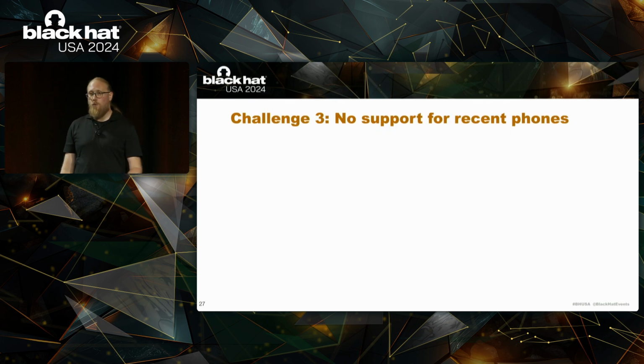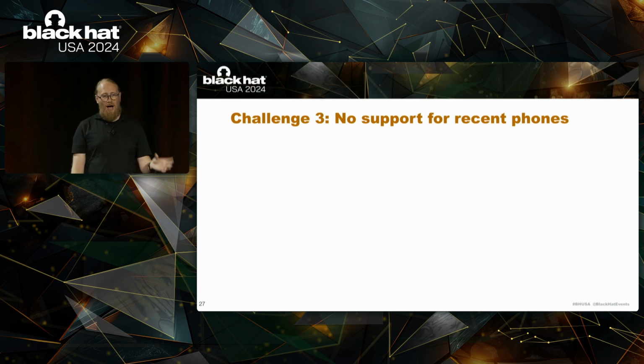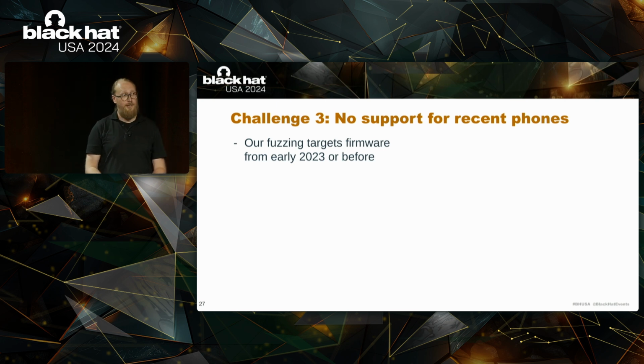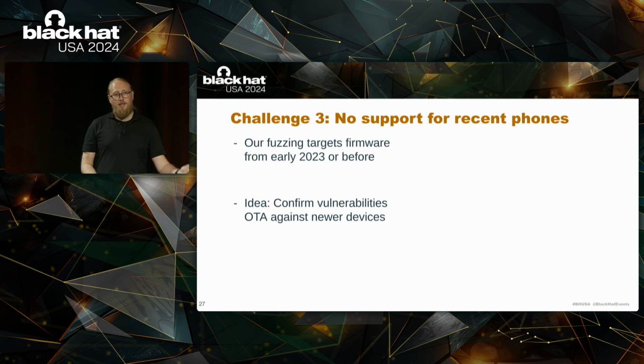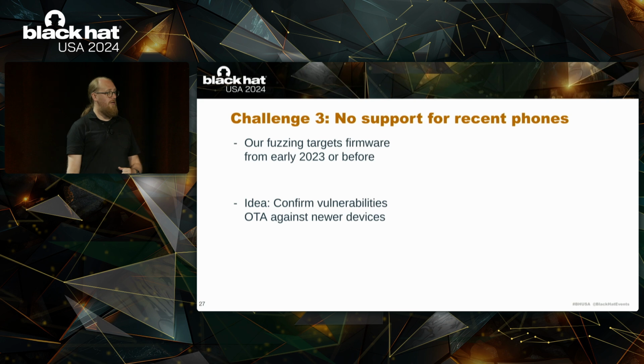But now we have a problem, right? We found this in our emulation, but our emulation targets outdated firmware. So how can we replay it, or how can we make sure that these crashes would affect recent phones, or if the vulnerability is still present? Our idea was quite straightforward and simple. We decided, let's just take all the crashing inputs we found and try to replay them over the air to newer devices and see what happens.